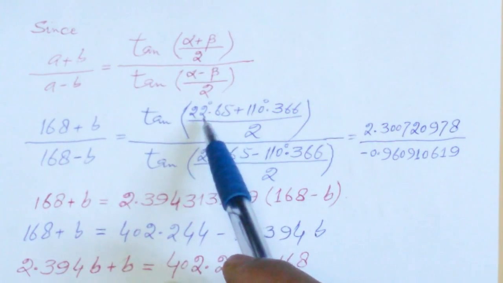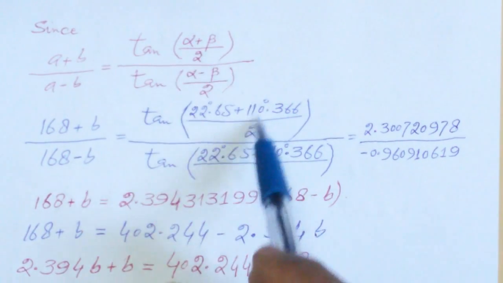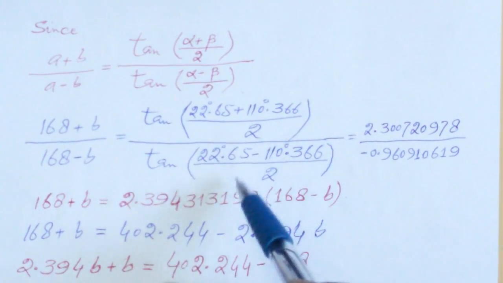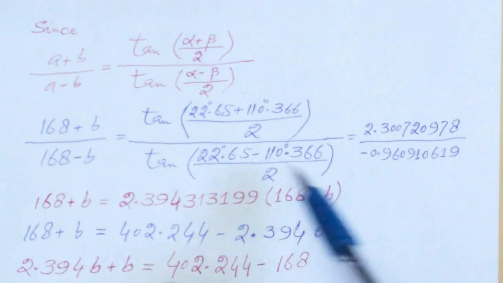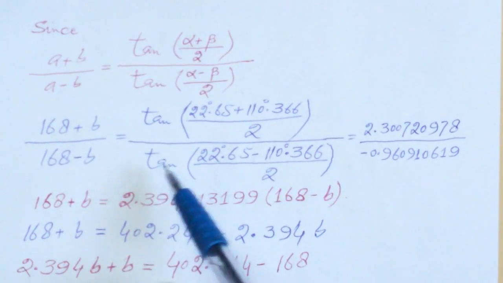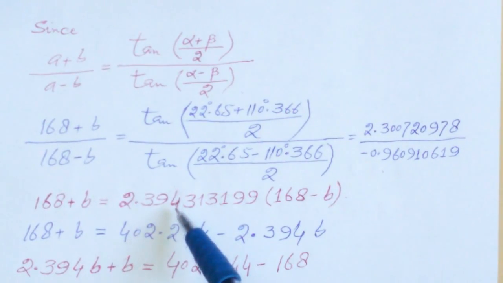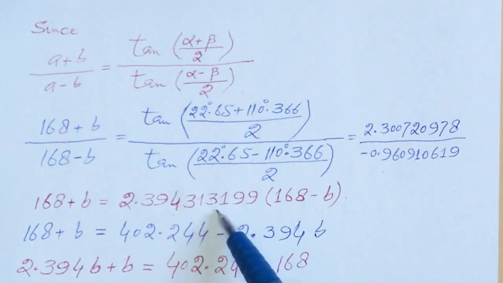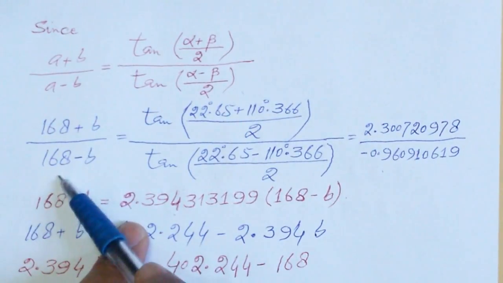Alpha is equal to 22.65 degrees and beta is equal to 110.366 degrees, divided by 2. And after the simplification, we get this quantity. And after the simplification, apply the tangent function, we get this quantity. Divide this quantity by this quantity, we get this quantity, which is 2.394.